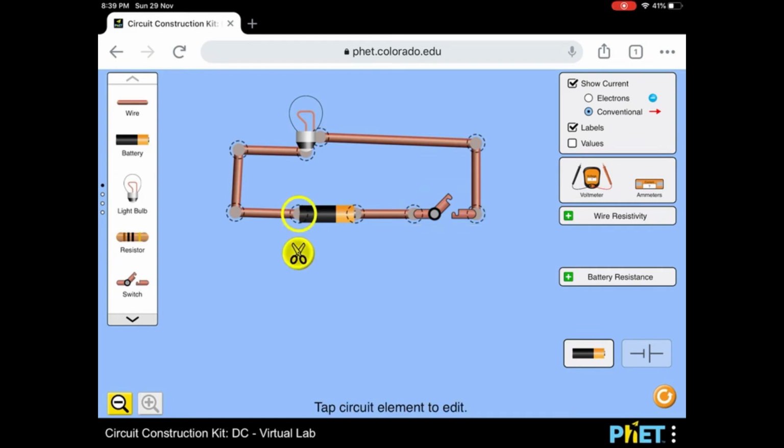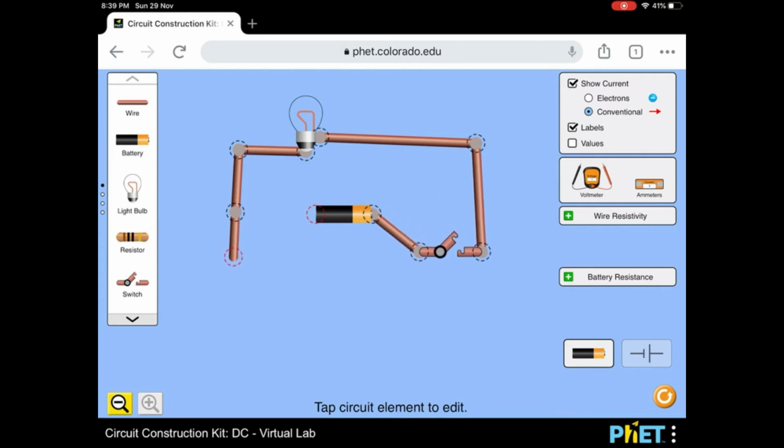Now let me break this circuit from this point. And I'll use one more cell. Let us use two cells. Okay, now let us close the switch and let us see what happens. Does it affect the brightness of the bulb or not?